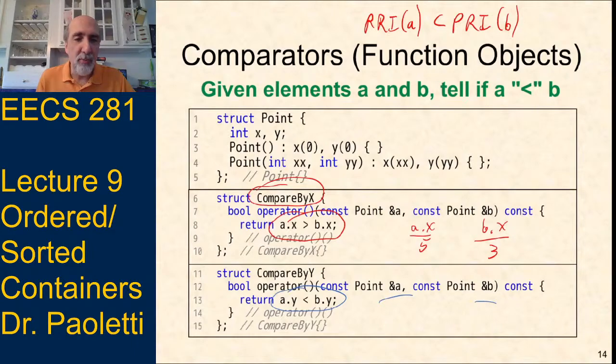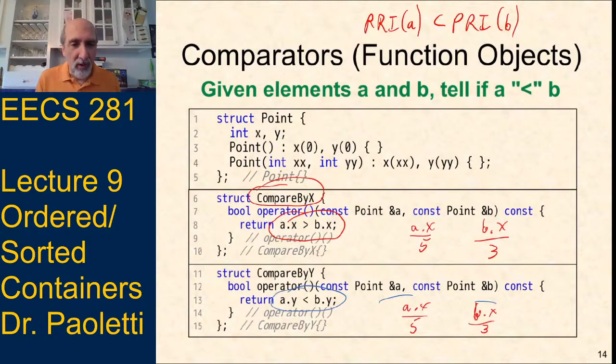So I'm using the bottom one to produce a sorted PQ, and let's say a dot x is 5, b dot x is 3, and someone gives these things to us, we're the sorted PQ. I call this compare. I say, hey compare, what's the deal with A and B? Is A a lower priority than B, yes or no? It would say false. A has a higher priority than B.